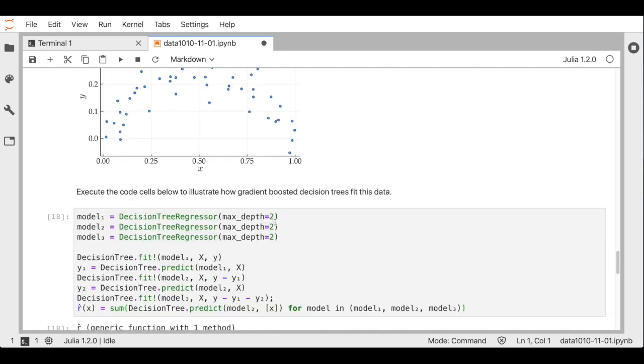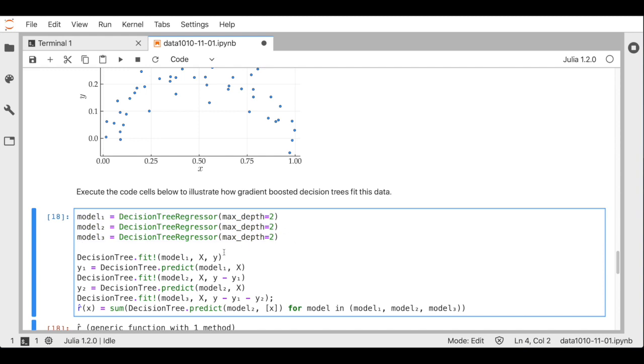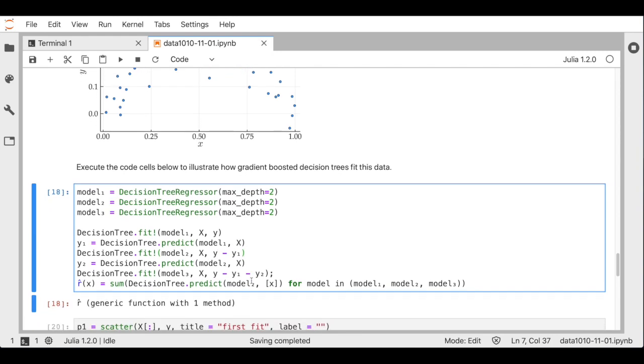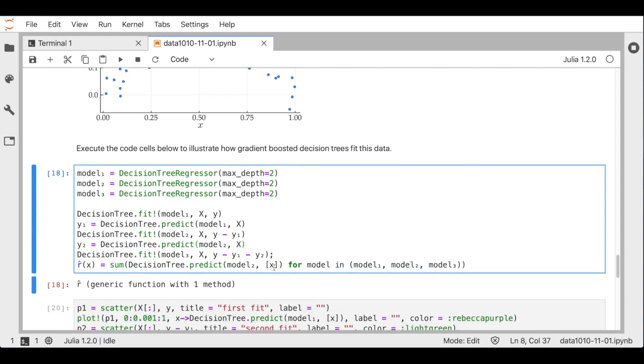So the idea is that we'll start with 3 models, and then we'll train the first model on the original data. Then we'll train the second model on the difference between the original y values and the y values predicted by the first model. And then we'll train the third model on the difference between the desired y values and the sum of the first 2 models. So the models will combine by addition to approximate y.